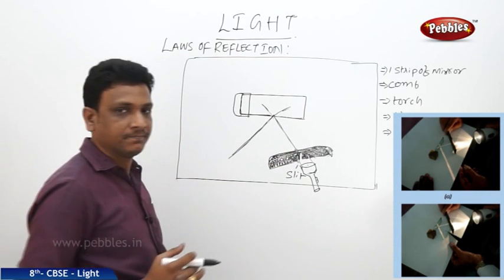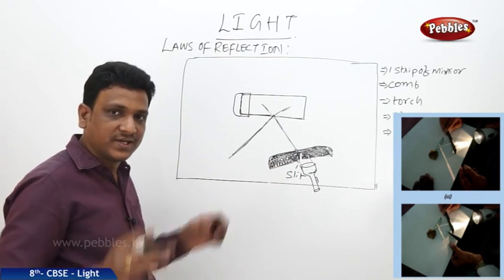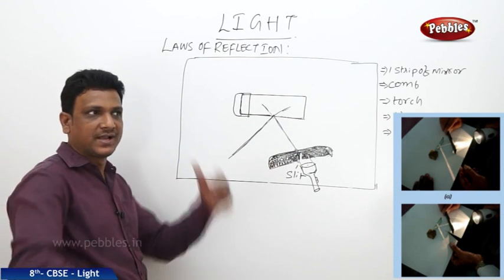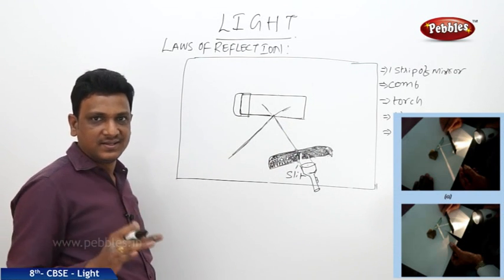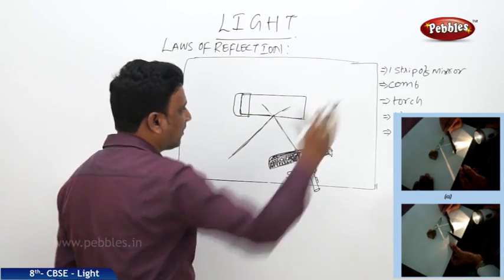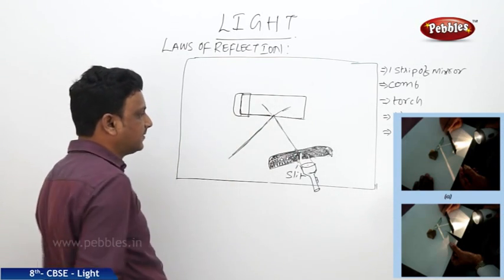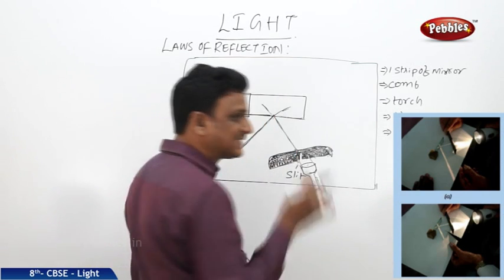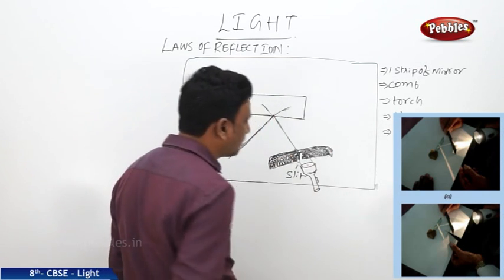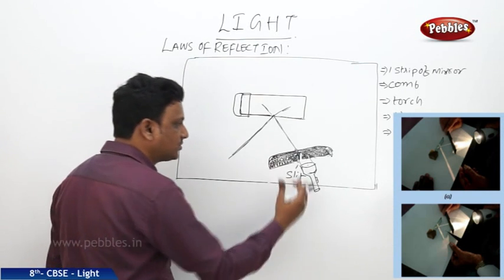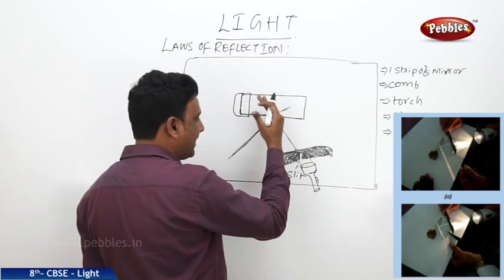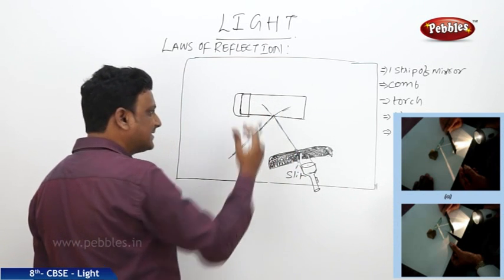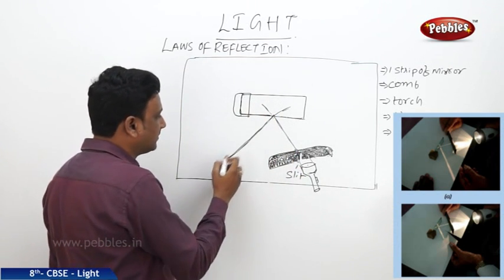You placed a white chart on a table, on a flat surface. It should not have ups and downs. Even. So on the even surface, you placed a chart. There you kept a mirror. There you kept a comb, completely covered except one slit. And here you placed a torch light through which you focused the source of light. So the light ray, that means a small beam of light, goes through the slit and hits the mirror. It makes a reflection.